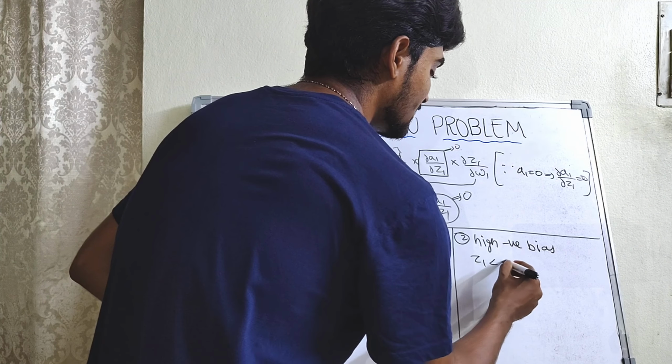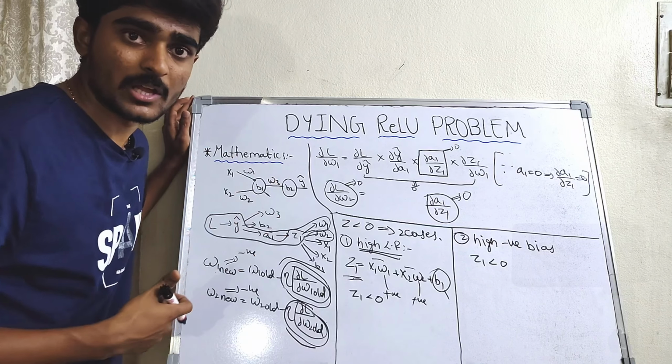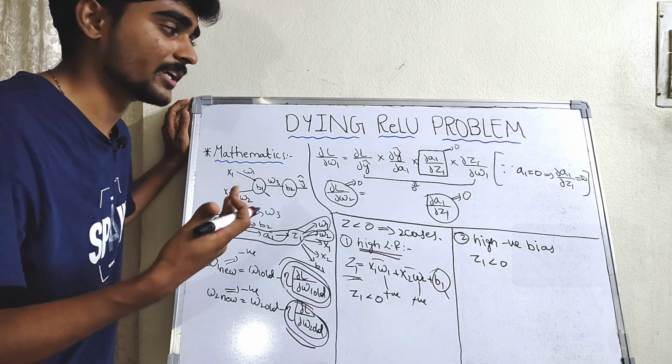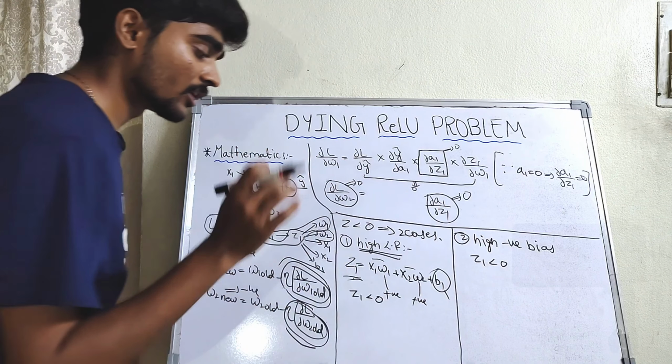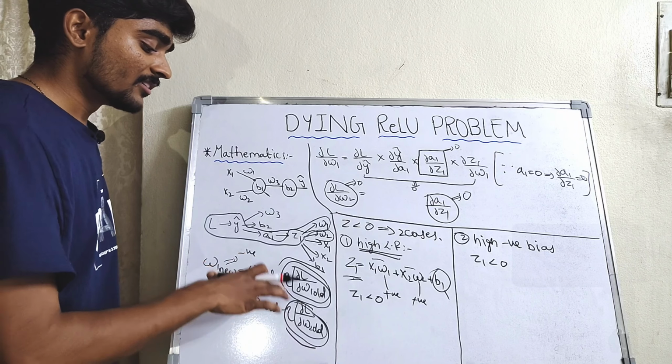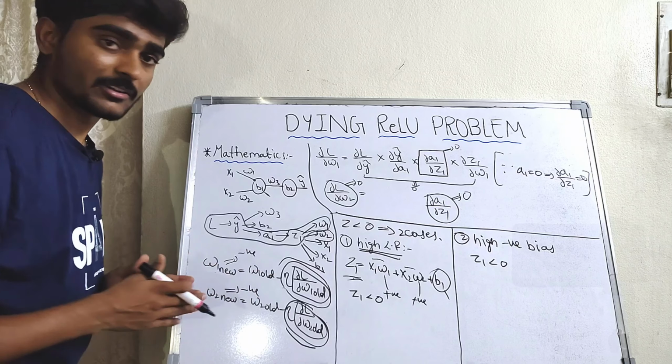Okay, Z value as negative. This happens in two cases. Higher negative bias happens in two cases. First, you might have mistakenly set the bias value to a higher negative value, or you are updating the bias with the same process as you are updating the weights.